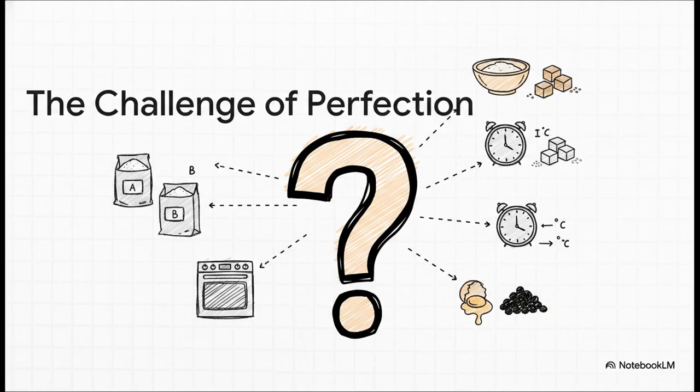You've got all these variables. Do you use bread flour for more chew or just all purpose? Is it the brown sugar giving you that deep flavor or do you need more white sugar for the crispiness? 10 minutes? 12 minutes? The list just goes on, and trying to test every single one of these one by one, you'd be baking for weeks.